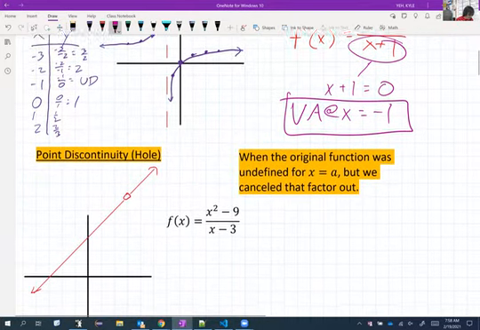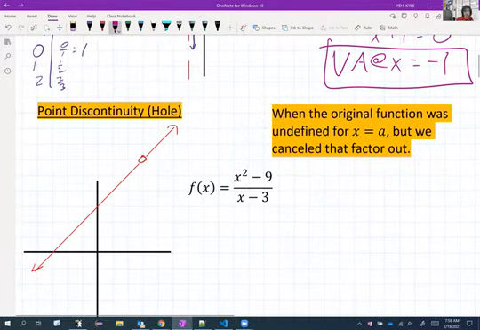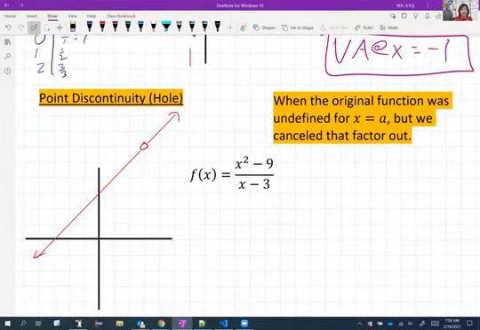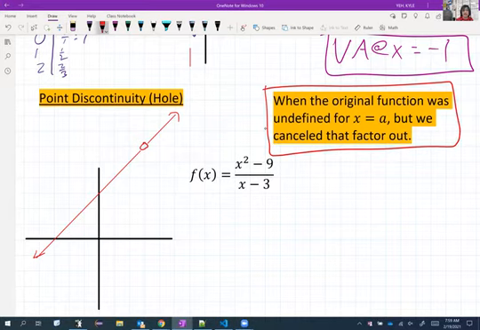But I want to give you guys a brief overview as well of our other two kinds of discontinuities that we're focusing on today. First one, point discontinuity, also more commonly referred to as just a hole in the graph. And you can see the graph I have drawn there, and it looks linear. And then right around x equals 3, there's just this hole in the graph, an open dot that breaks up the graph. So what is going on here? Well, a point discontinuity, discontinuous at a single point, happens when the original function was undefined for x equals a, but we canceled that factor out. Let me demonstrate right here.